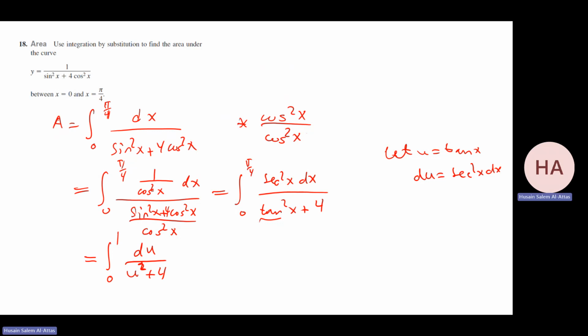This is tan inverse. So this would be half tan inverse of u over 2, where a squared is 4, so a is 2, from 0 to 1. That gives me half tan inverse of half minus half tan inverse of 0, which is 0. So that's what we get.